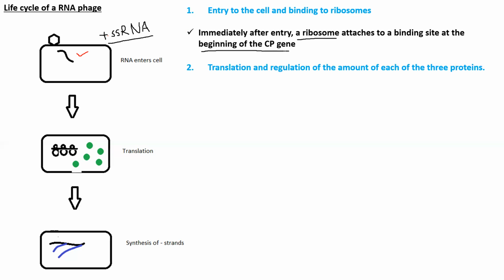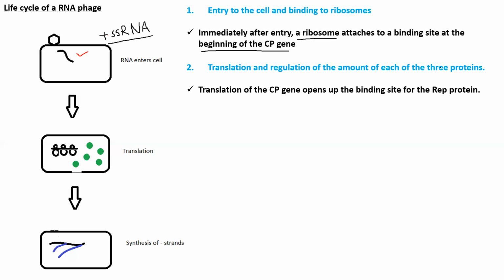Next is translation and regulation of the amount of each of the 3 proteins or 4 proteins. Because for many years, people used to think it codes for only 3 proteins, but in MS2, as I said, there is a lysis protein as well. So how do these bacteriophages regulate the amount of each protein, because they don't need all the proteins at the same level? The ribosomal binding sites for the maturation protein, A protein, and the replicase are blocked in the R17 single-stranded RNA phage. This was known.